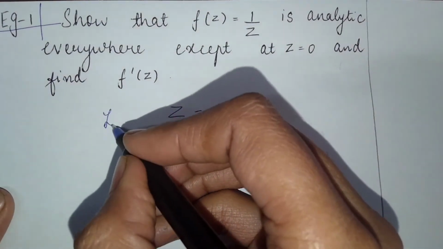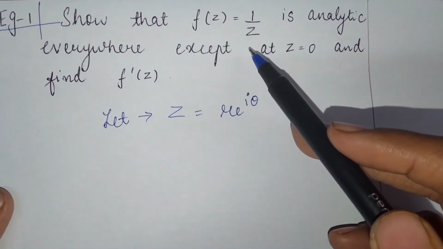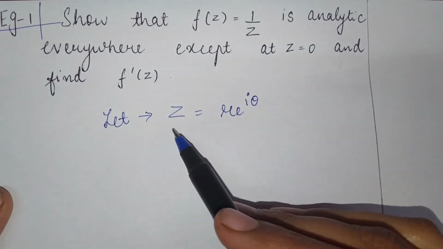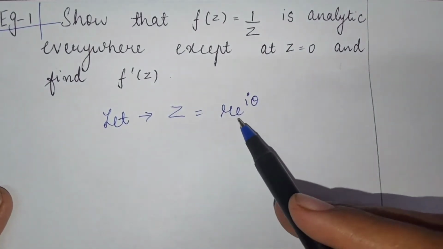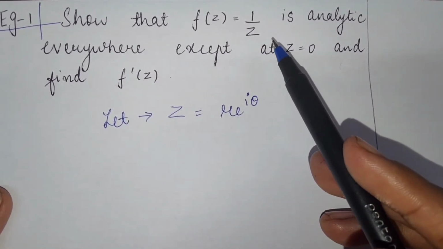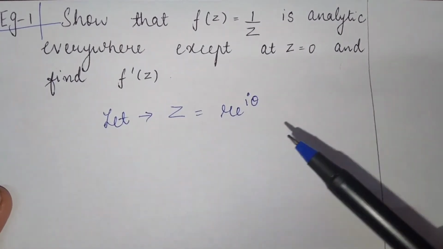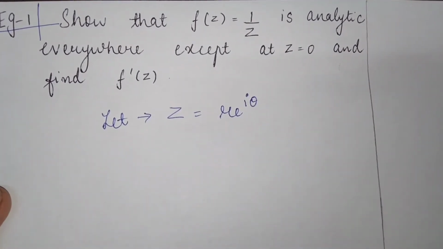Okay? It is better to use this only whenever f of z is given as 1 by z, that is z equal to r e raised to i theta. Do not go for z equal to x plus iy, because it will become very complicated ahead. So use z equal to r e raised to i theta.